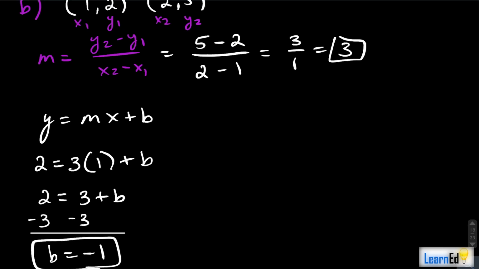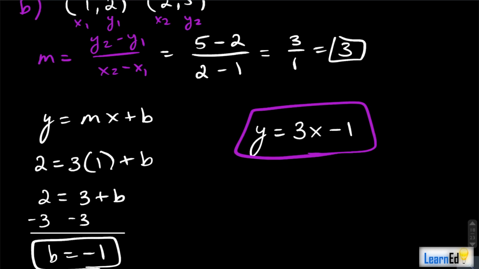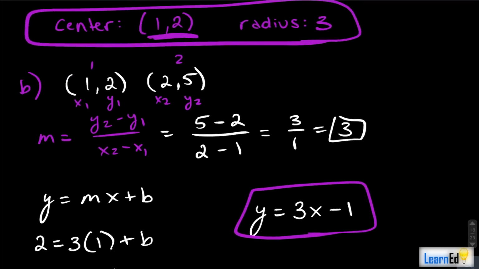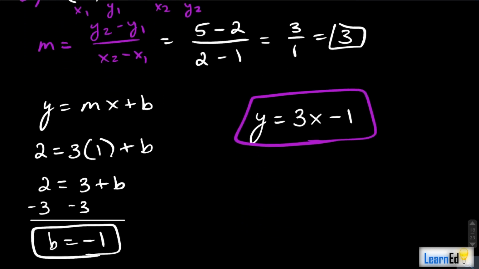So we get our final answer to be y equals a slope, which is 3, times x, and then we have b, which is minus 1. And that is the equation of the line that passes through the center of the circle and the point (2, 5). All right?